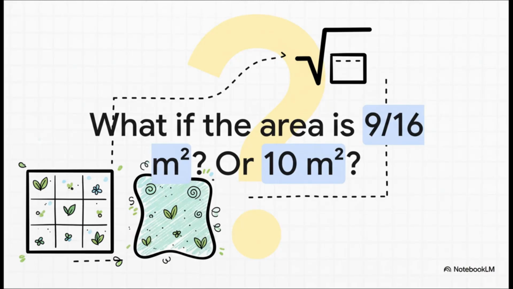So here's the new challenge. What if your garden's area is a fraction, like 9 over 16 square meters? Or what if it's 10 square meters, a number that's definitely not a perfect square? All of a sudden, the answer doesn't just pop into your head. So how do we find the side length now?